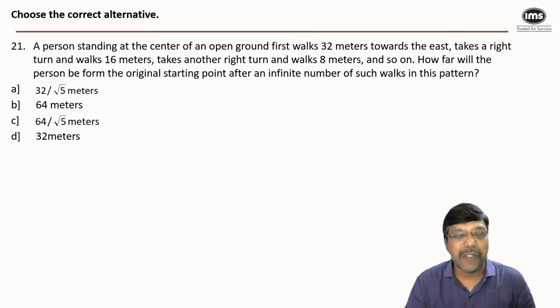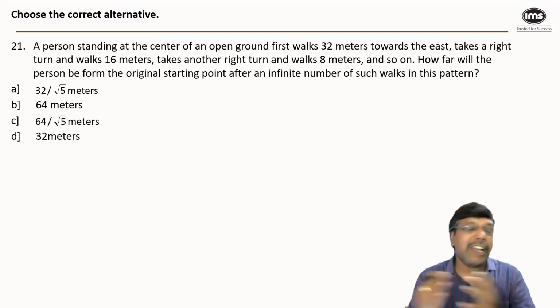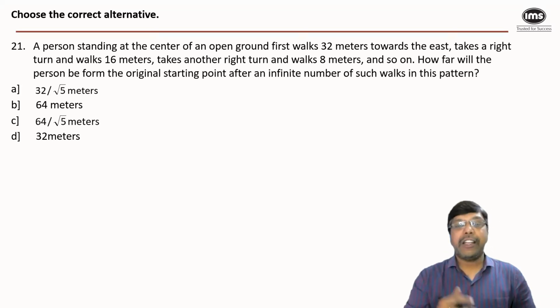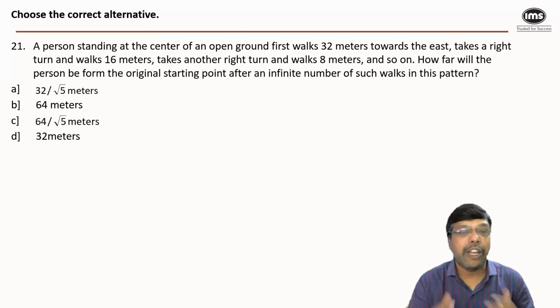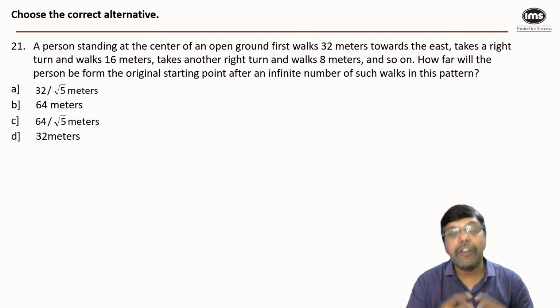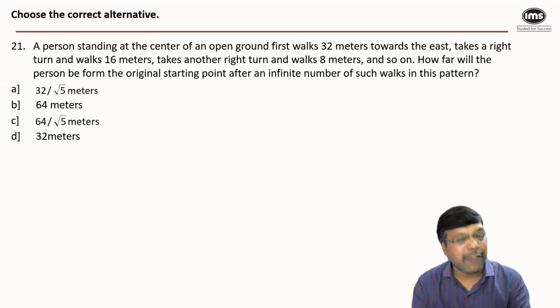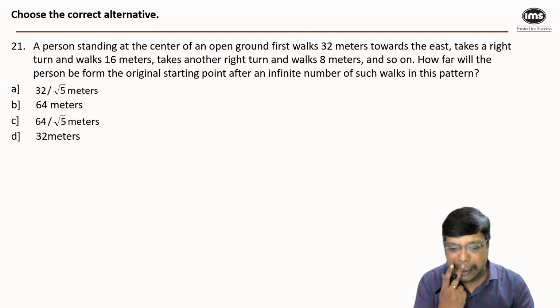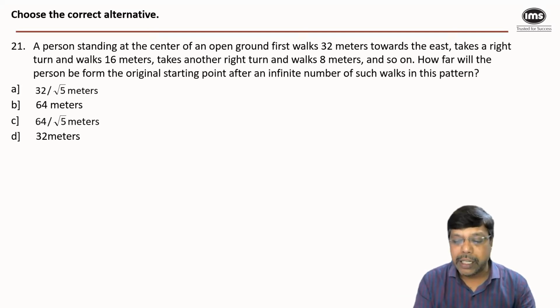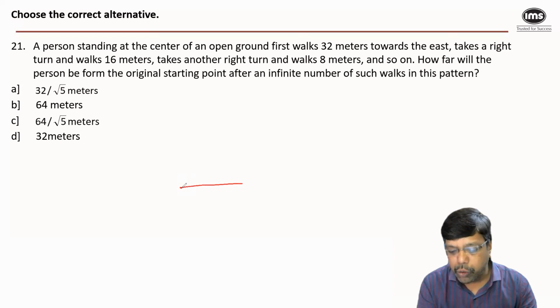Let's see the 21st question. Now, this is an interesting question that combines the concept of math and reasoning. In fact, this is a concept that we see very frequently in questions of direction sense. Anyways, so let us look at the information at hand. A person standing at the center of an open ground first walks 32 meters to the east. Now let us assume the person is standing here. Now he walks 32 meters east.